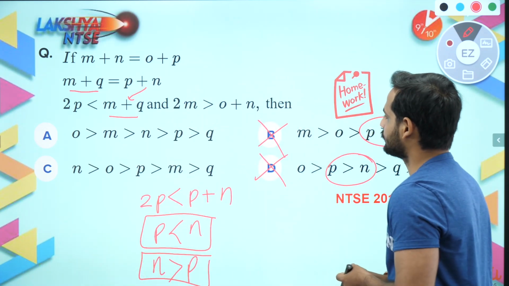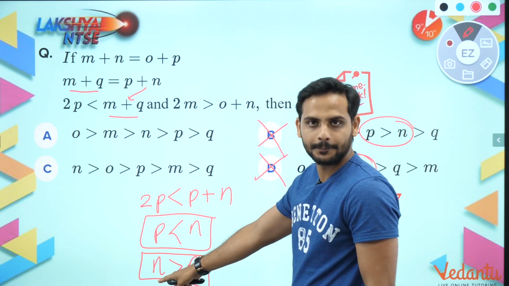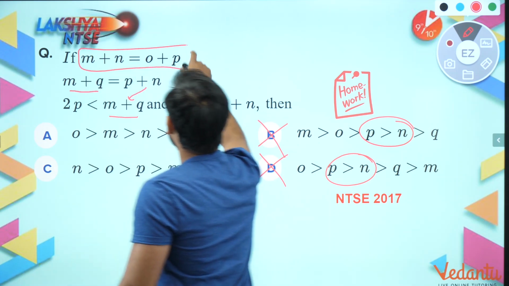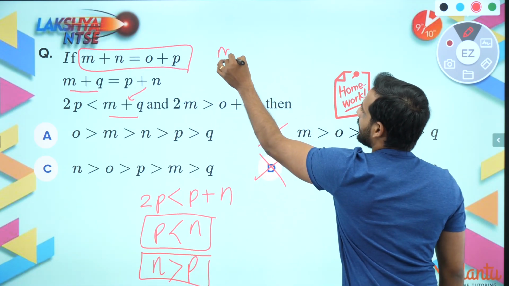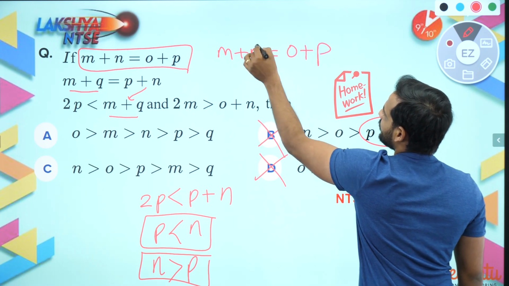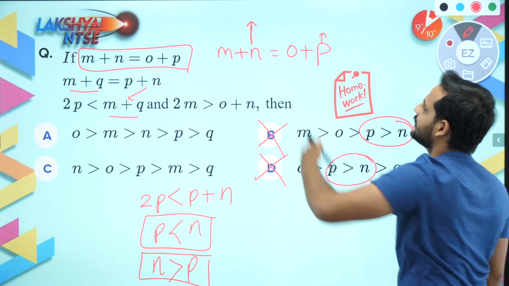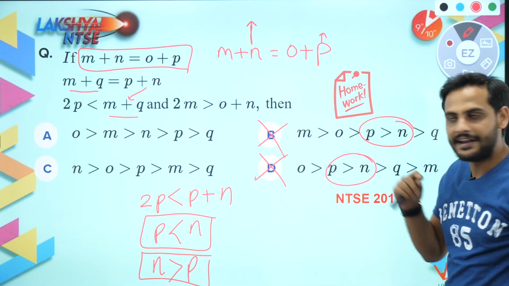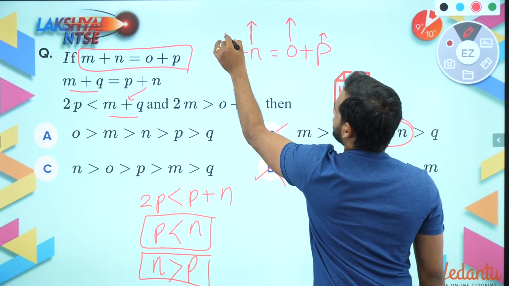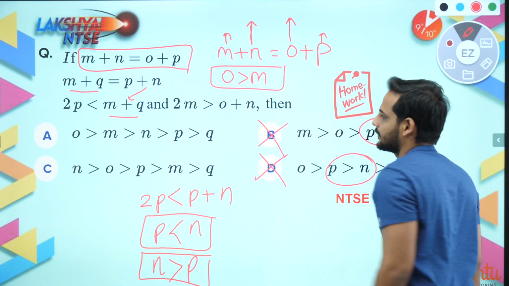So in the next part, bachcho, we can say that if we know that n is greater than p, let's use it in this relation. You have m plus n is equal to o plus p. If n is greater than p and the sum of these is coming to be true, definitely I can say that o will be greater than m. So I have got the second condition that o should be greater than m.